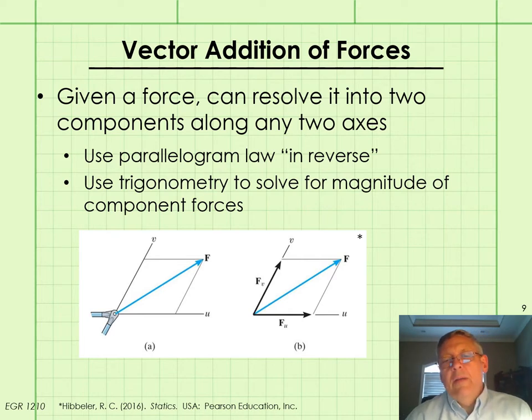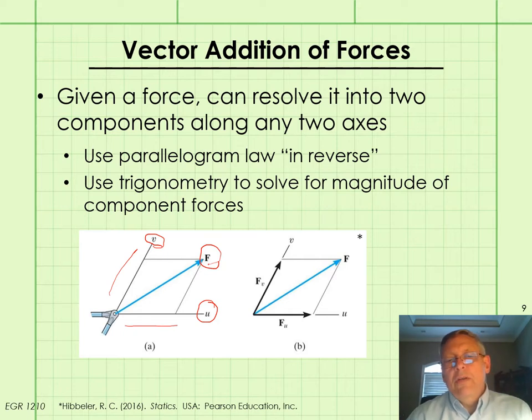By using the parallelogram law in reverse, we can take a given force and resolve it into two components along any two axes. So let's look at this example. We're given force F. We know its magnitude and direction, and we want to resolve it into components, one along the V-axis and one along the U-axis. So there's some force along the V-axis and some force along the U-axis that when they're added together will result in the force F.